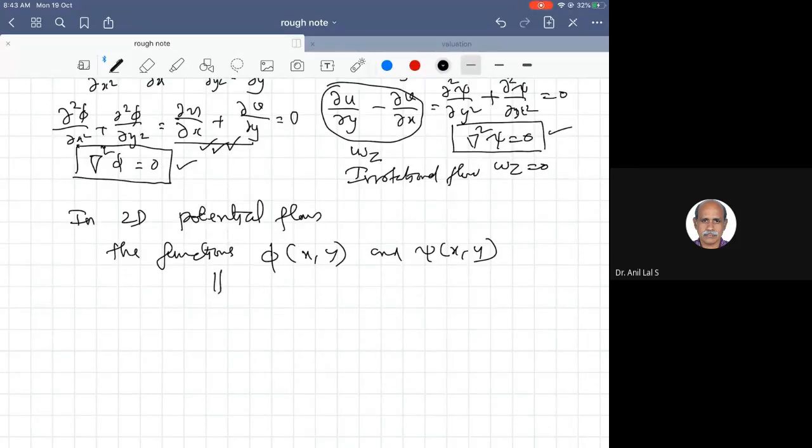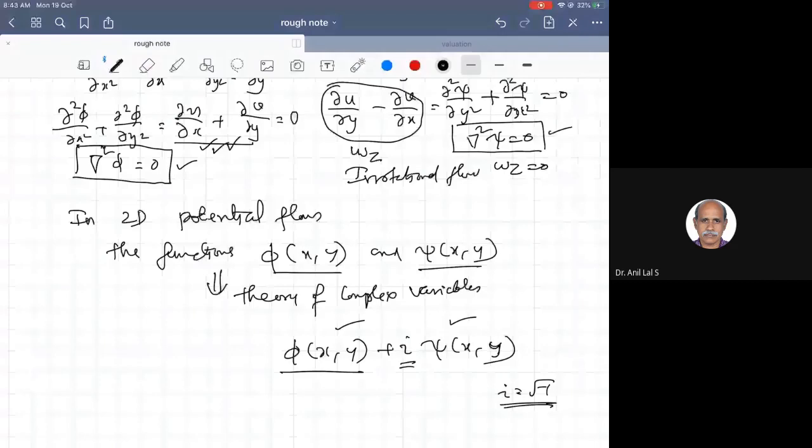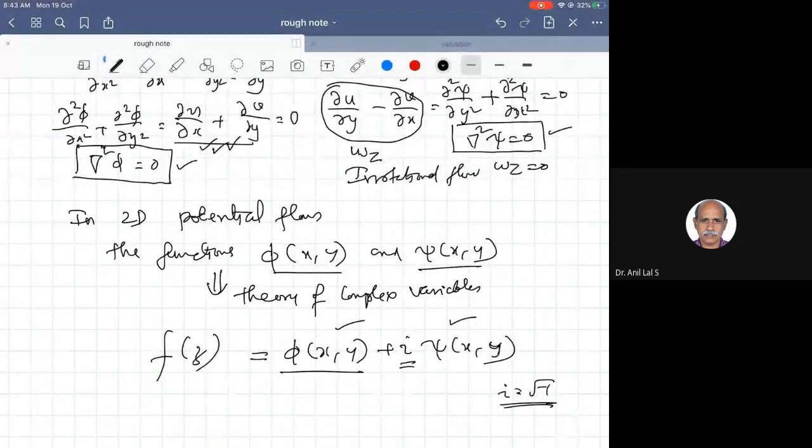And now we bring in the theory of complex variables. So in theory of complex variables, suppose you are having two functions which satisfy the Laplace equation, or they are harmonic, then if we join them by phi of xy plus I into psi of xy, then this combination of two functions with an I in between, I is equal to square root of minus 1, gives you a function of z, f of z, which is analytic.